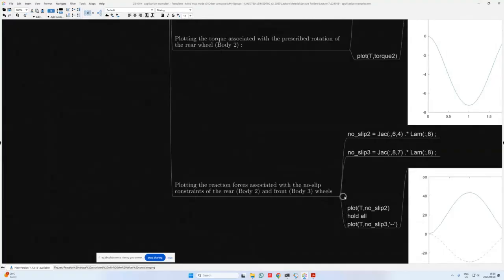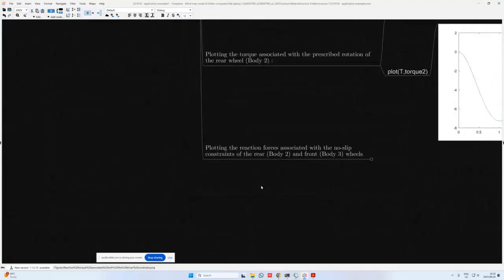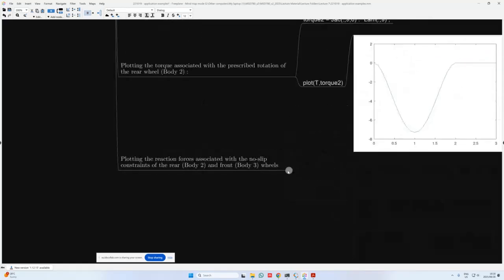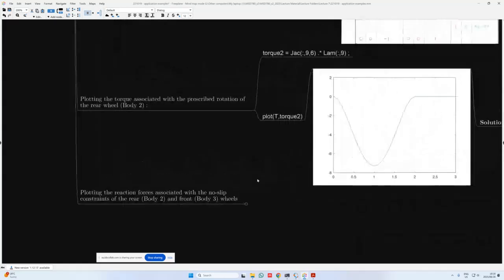Okay, so next up, and perhaps before I expand that, we can also go and plot the reaction forces associated with the no-slip constraints of the rear and the front wheels, so body 2 and body 3. And we can plot them on the same graph. That shouldn't be an issue. But we just need to understand once again where we're going to extract the Jacobians from.